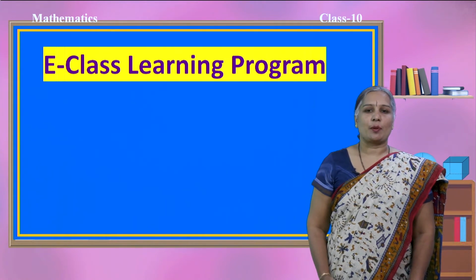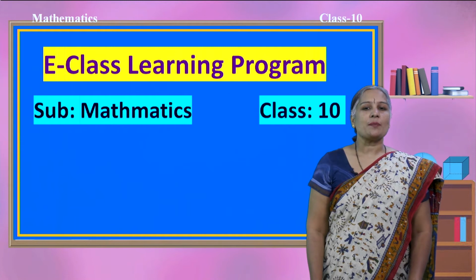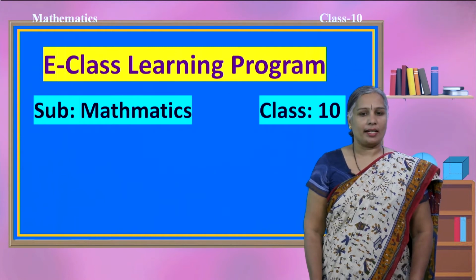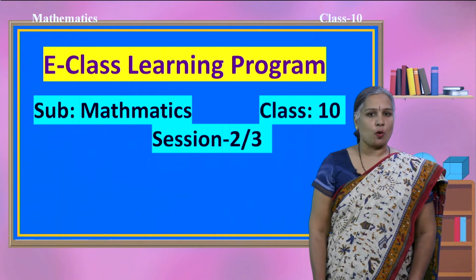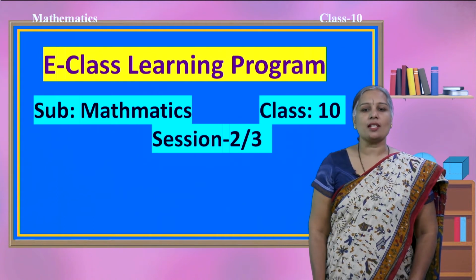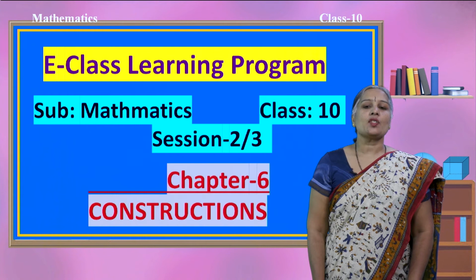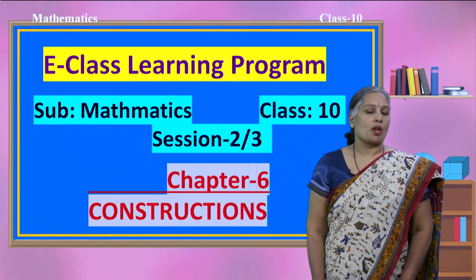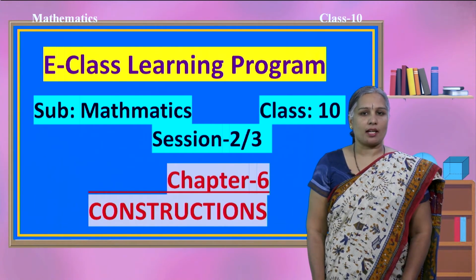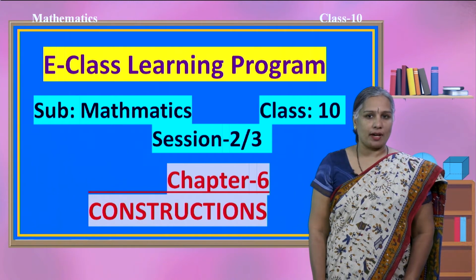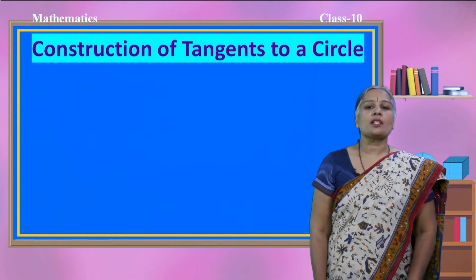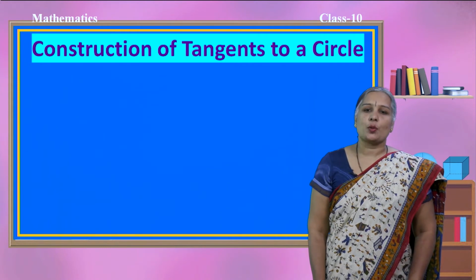E-class learning program, subject mathematics for grade 10. This is the second session you are going to learn on constructions, and this chapter, constructions, chapter 6, has been taken from your textbook, mathematics textbook part 1. Constructions of tangent to a circle.